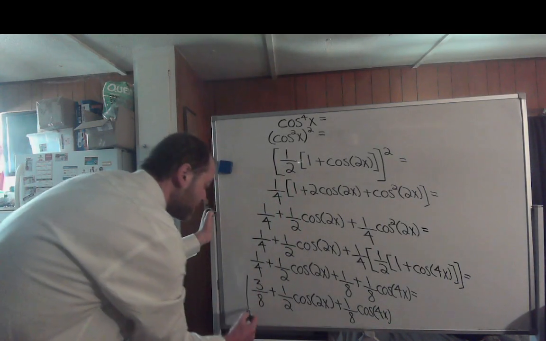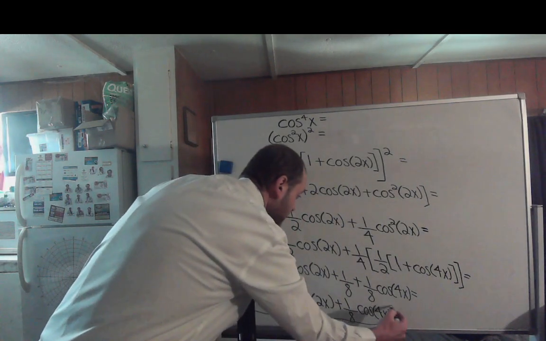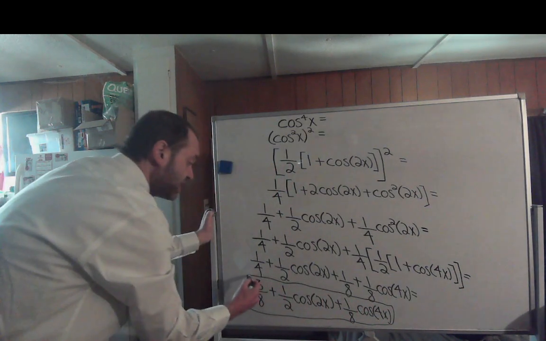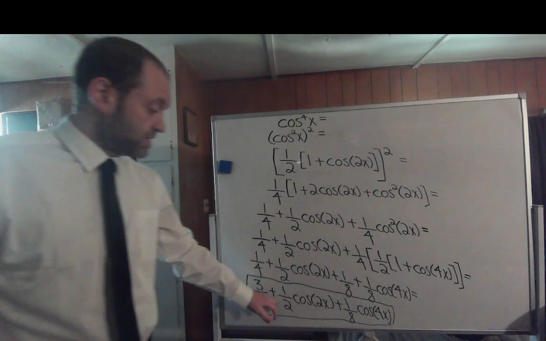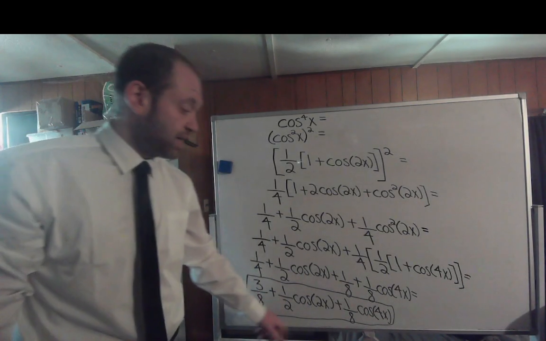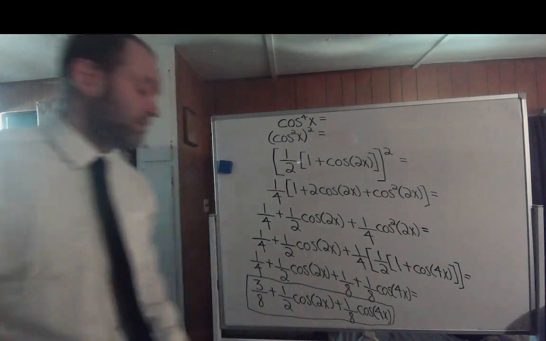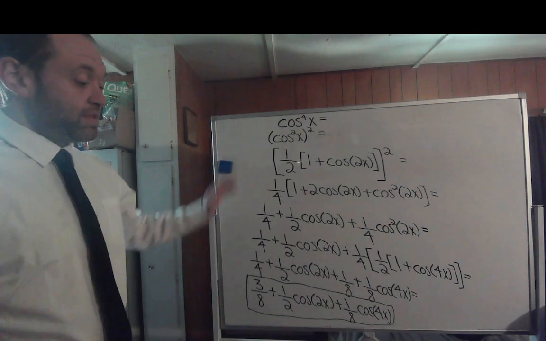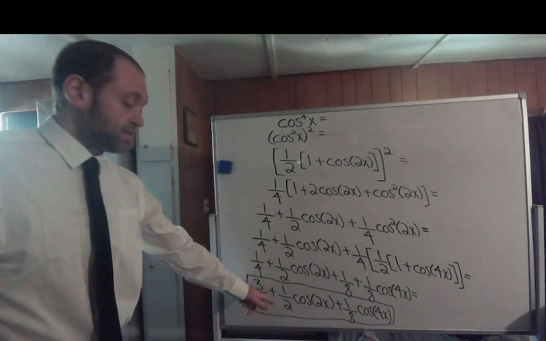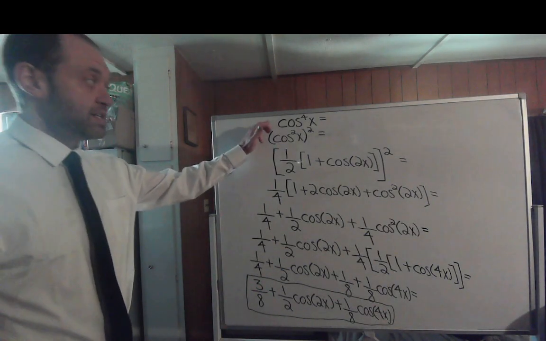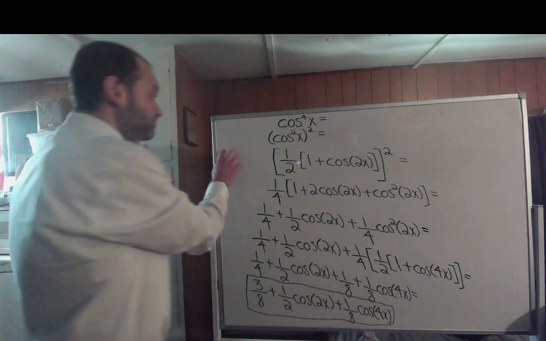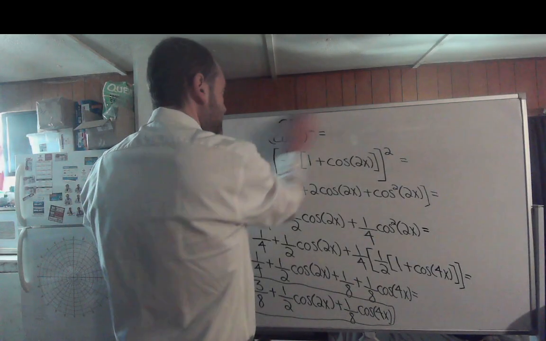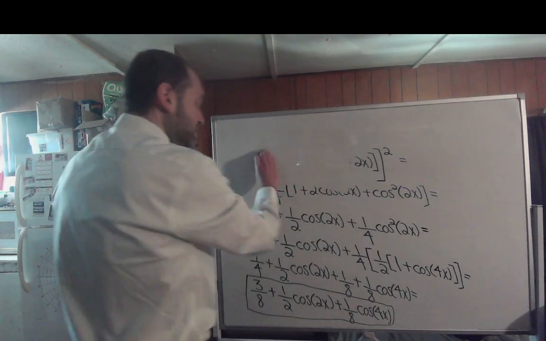And that would be the final solution. If you wanted to get this in terms of cosine to the first power, you would get 3/8 plus 1/2 cosine of 2x plus 1/8 cosine of 4x. And that would enable you to integrate this in calculus as opposed to trying to deal with cosine to the fourth power of x. And when we get into integration in calculus, this will make a lot more sense.